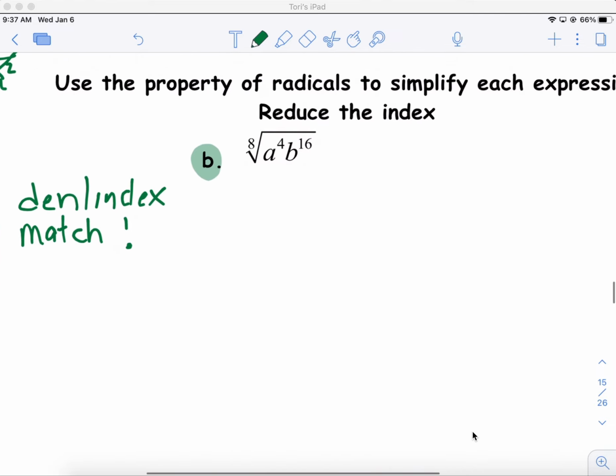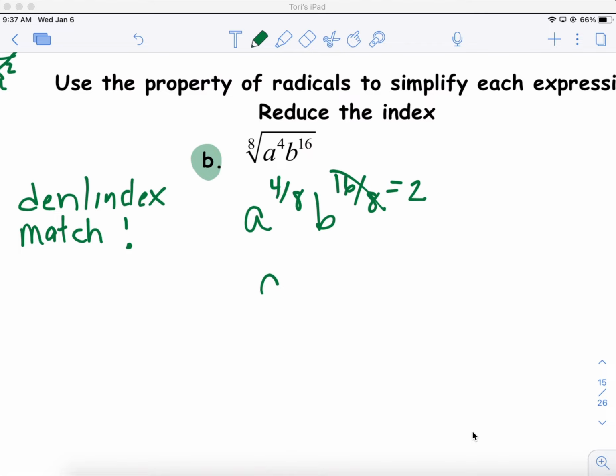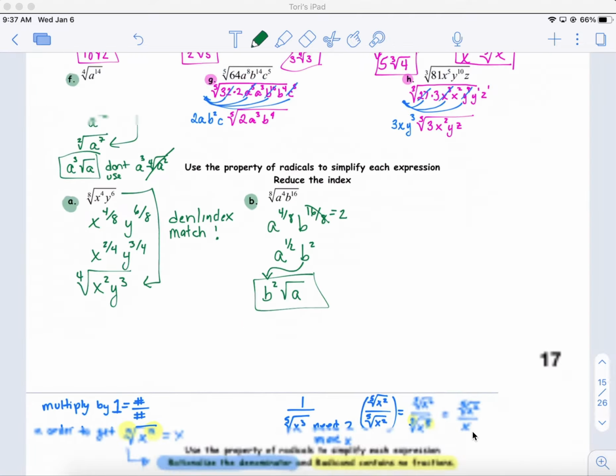Looking at b, we're going to do the same thing. So rewrite it 4 over 8 and 16 over 8. Now this time, this turns into 2 whole, right? So I can simplify the a however I need to. So a to the 1/2, b to the 2nd power. Remember, if it's a whole number, it's going to come out to the outside. So b squared. And then I am going to keep it square root of a. This is my final answer. Oops, I didn't box that one, sorry.